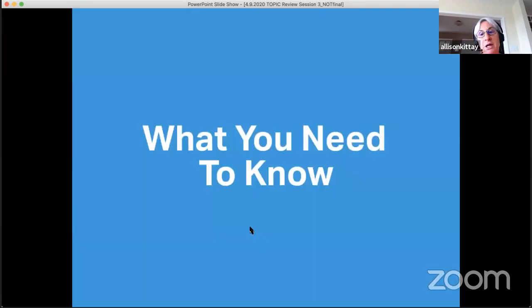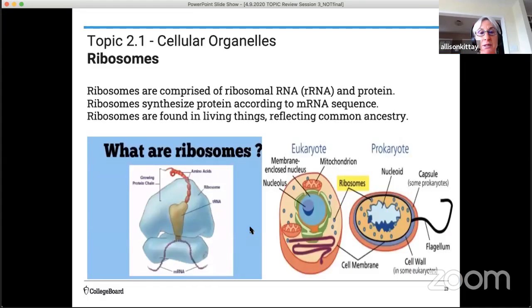So here's what you need to know. This is the content part of today's lesson. I'm going to start with cellular organelles, but I am not going to do an exhaustive list of all of the organelles found in cells. I'm going to be talking about the ones that are specifically mentioned in the course and exam description. So these are the ones that we're going to focus on. And the first one I'm going to focus on is the ribosome.